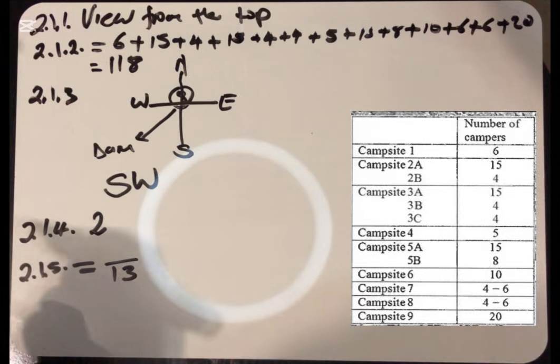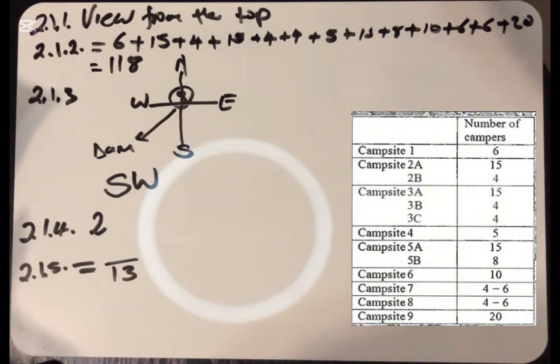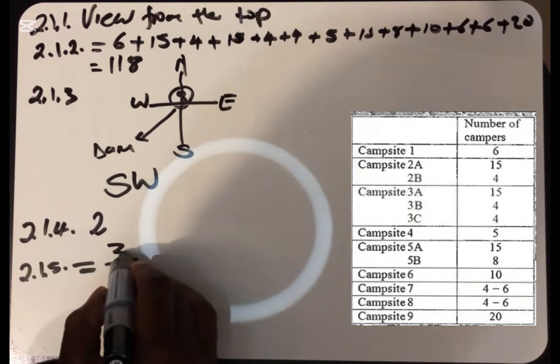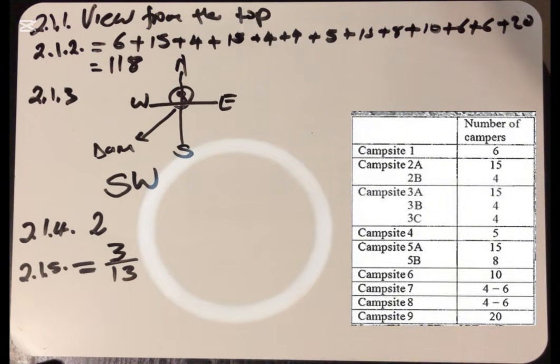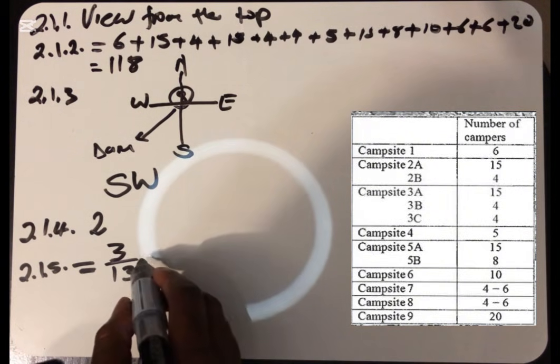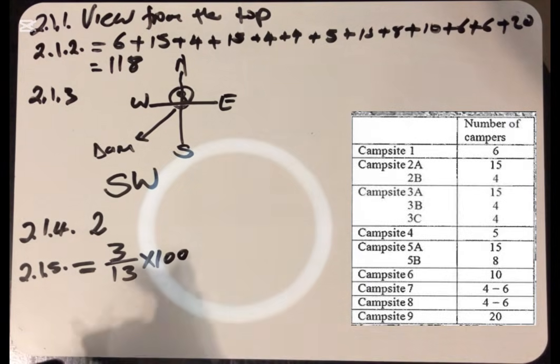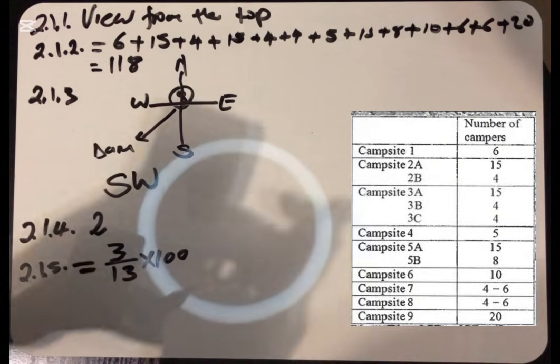So we go and check. Campsite 1 will exactly accommodate his family. Campsite 7 and campsite 8 will also accommodate his family because there are 6. So we can see that it's only 3 campsites that can exactly accommodate his family. Then we multiply this by 100 because they said in percentage.